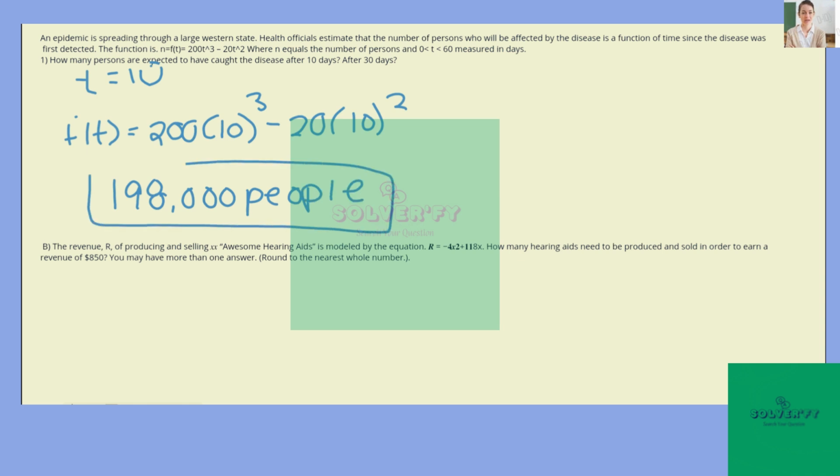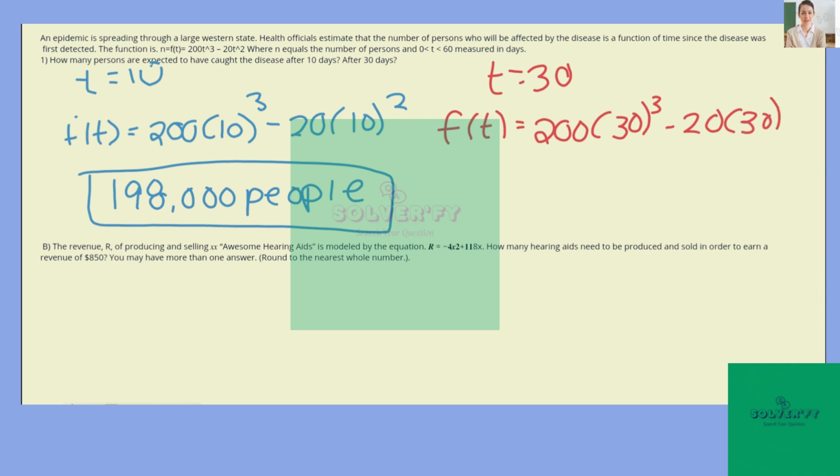Now to do the next one, after 30 days, we're going to do the same thing except t is now going to be 30. So then to figure out the number of people affected, we're doing 200 times 30 to the third power minus 20 times 30 squared. And if we plug that into our calculator, we're going to get 5,382,000 people who are affected by the disease.